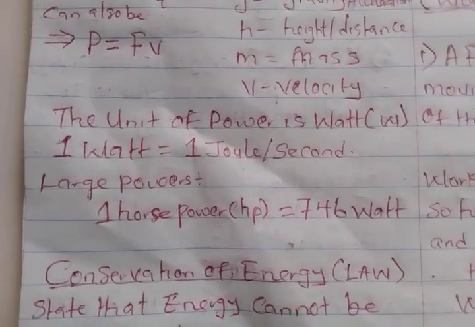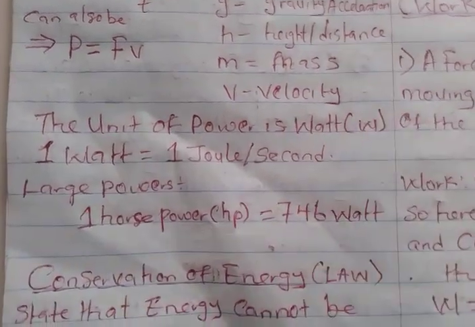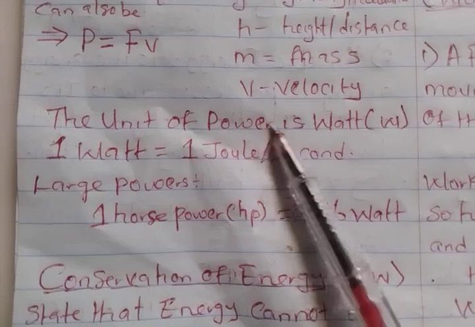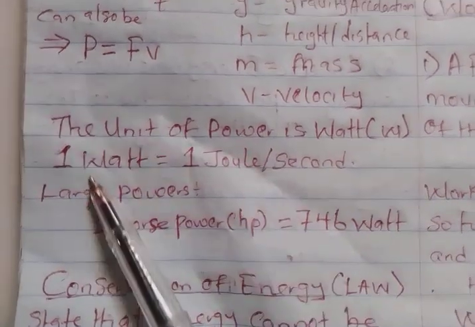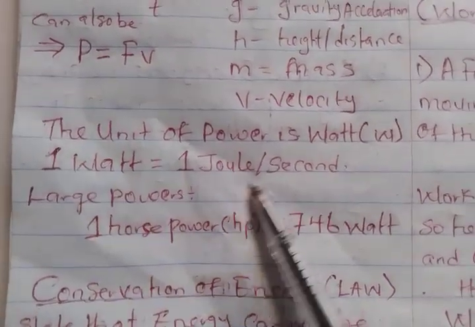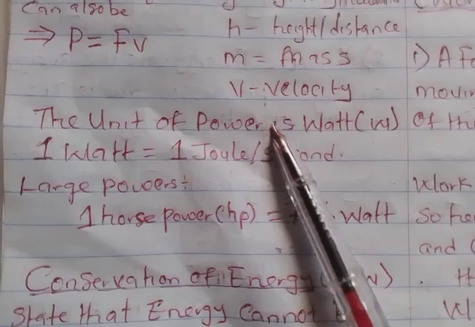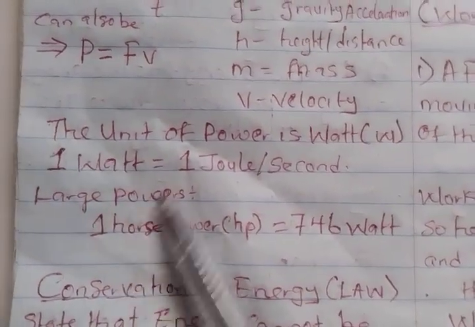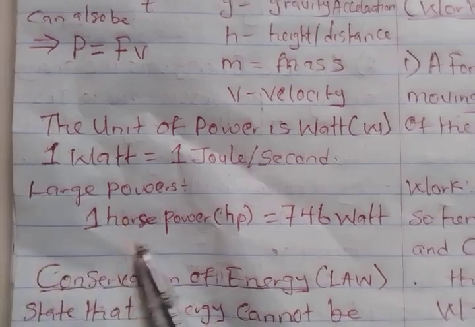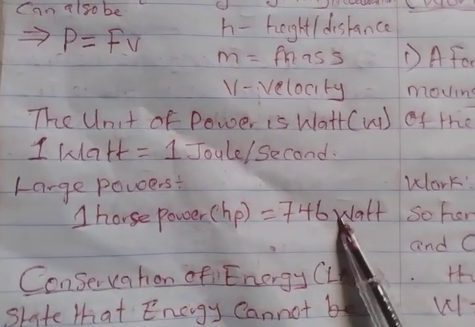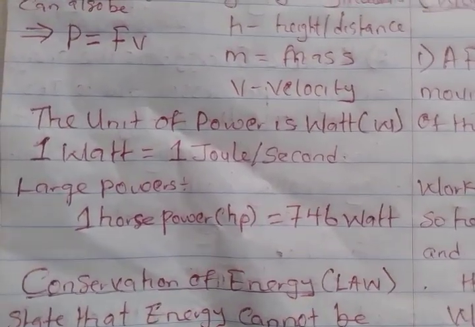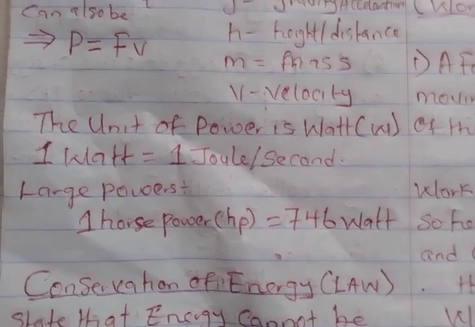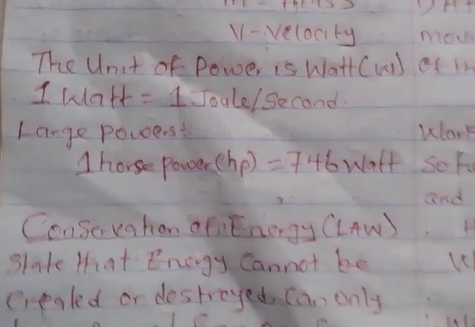Now let's talk about the unit of power. The unit of power is the watt, like the joule is for energy and work. 1 watt is equal to 1 joule per second. Now for a larger unit, 1 horsepower is equal to 746 watts. So when you hear horsepower, 1 horsepower is equal to 746 watts.